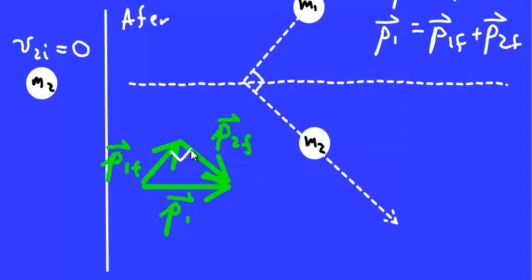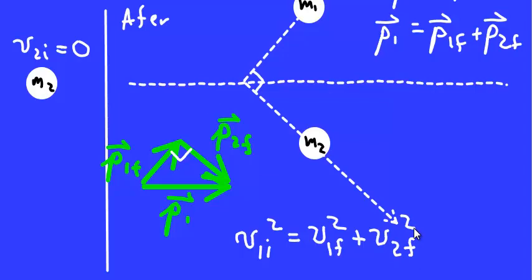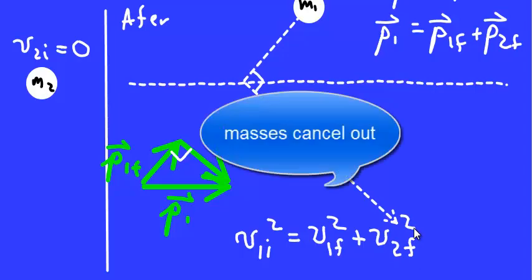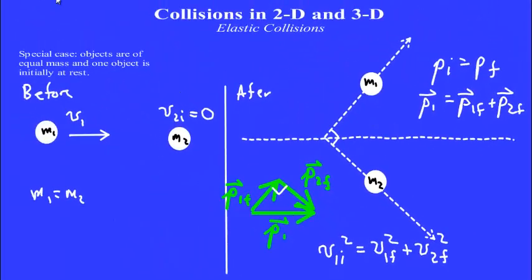It relates the velocities to each other, and that's simply the Pythagorean theorem applied to this triangle. So that's the special case scenario solution for the time when we have the second object at rest and they're of equal mass. That makes things a lot simpler. All right, there you have it. Collisions in two dimensions.